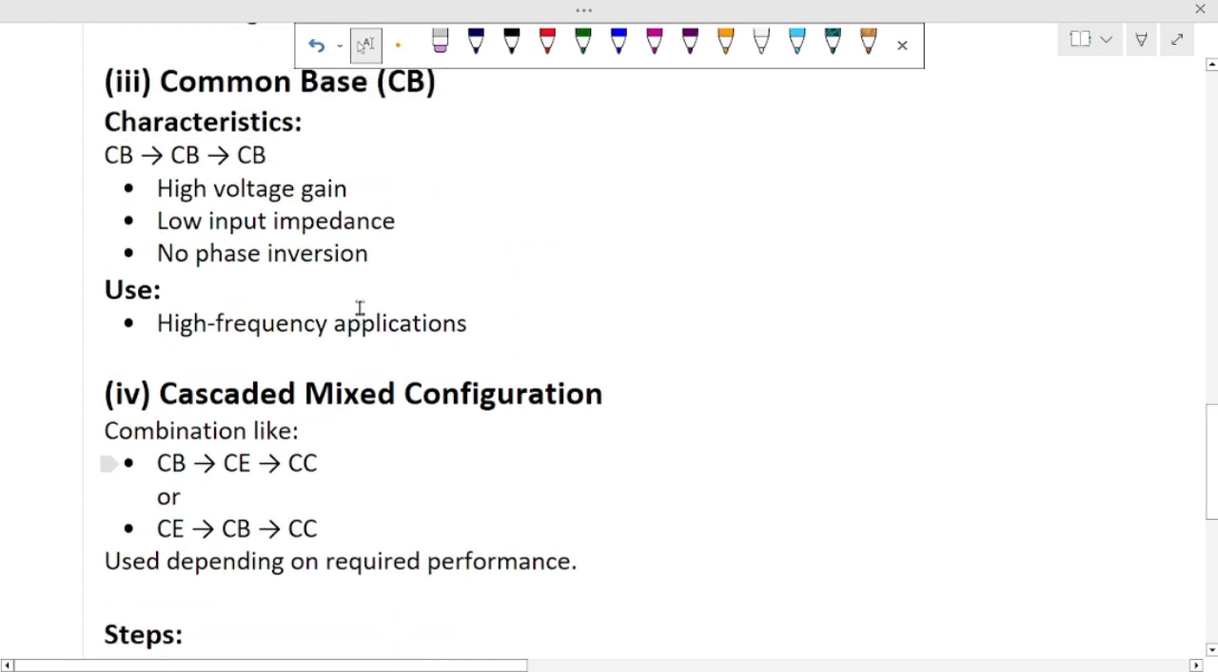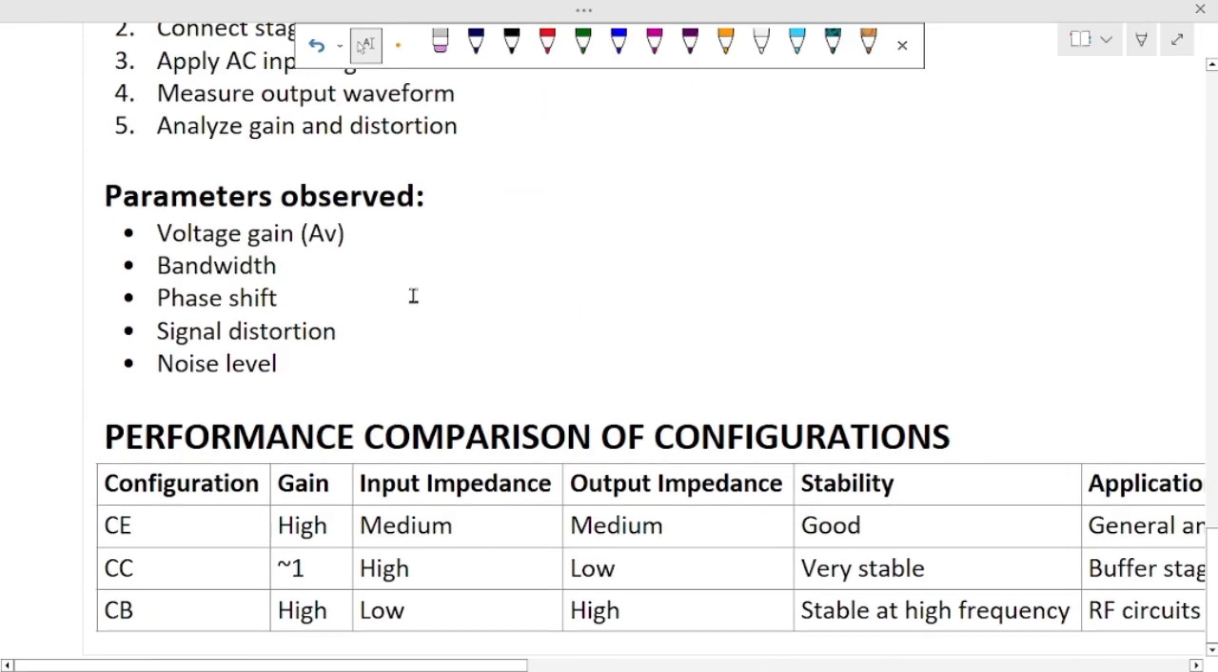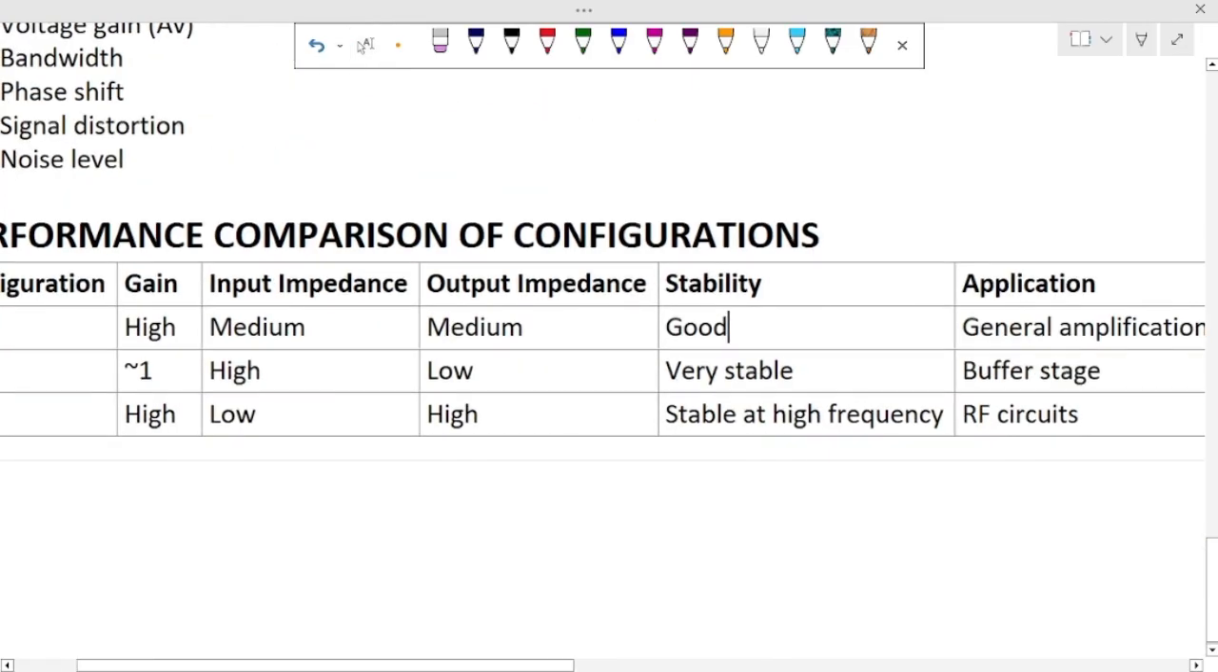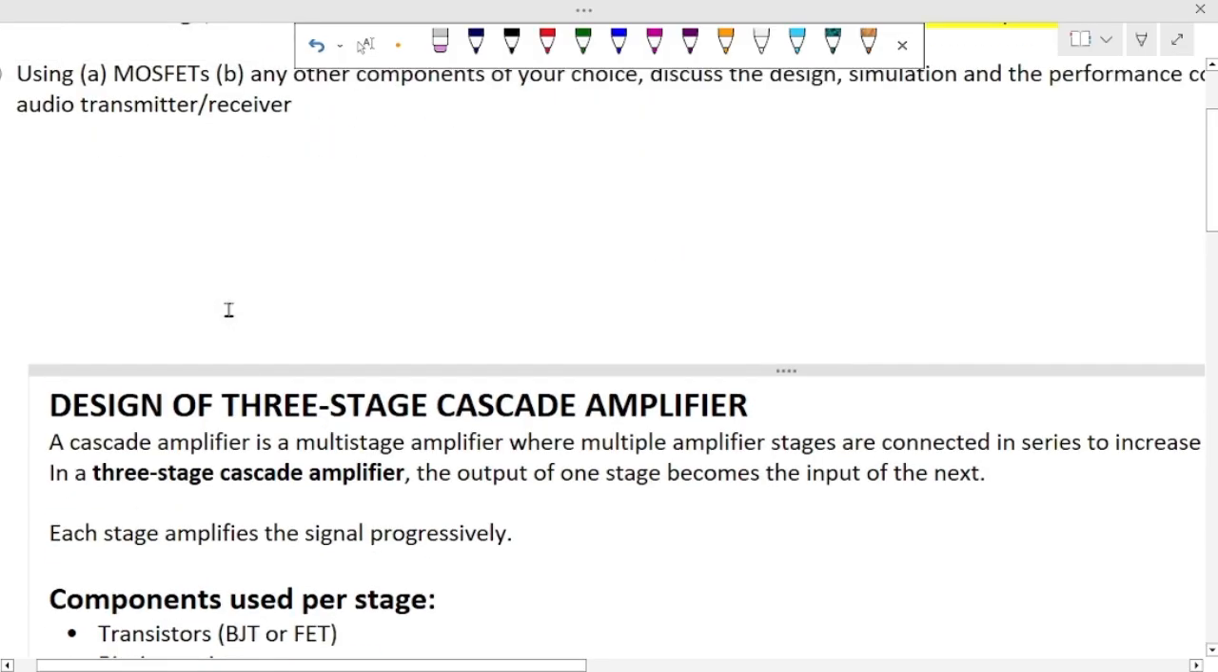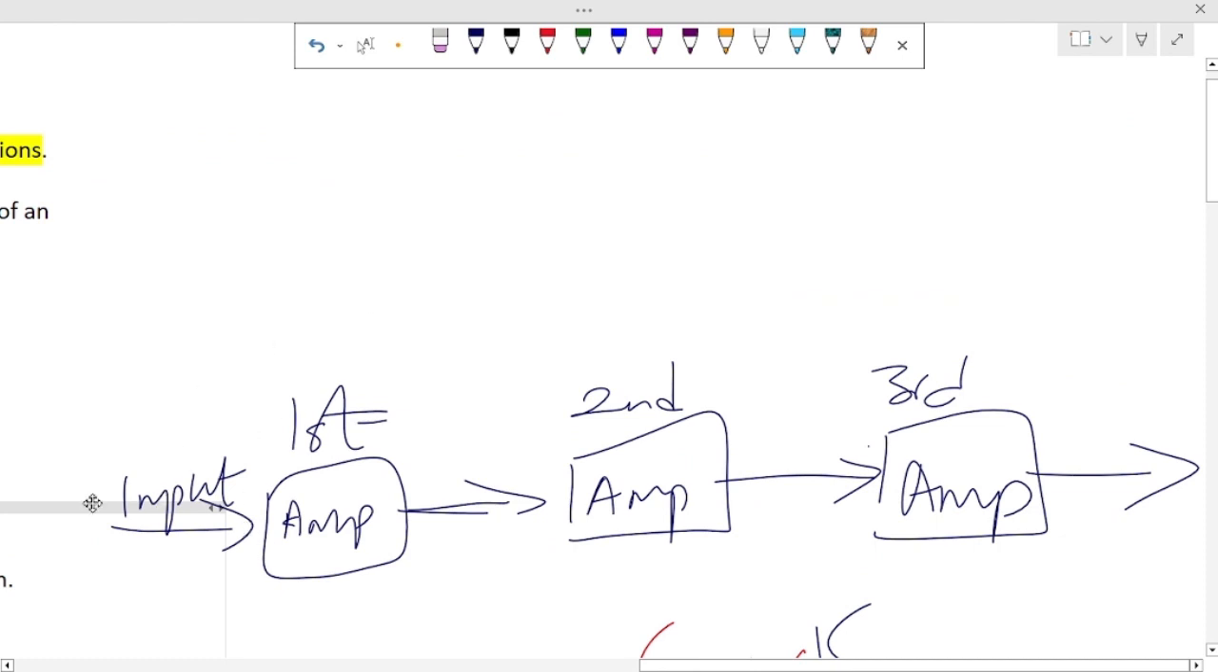All right, then this is the table that helps us simplify or summarize everything. So the performance comparison of the configurations. Here we have configurations: CE, common emitter, common collector, and common base. Here we have the gain. So for common emitter, the gain is high. Gain in the sense that look at, we drew something here now. So we have input. If the output is high, then we say we have more gain.